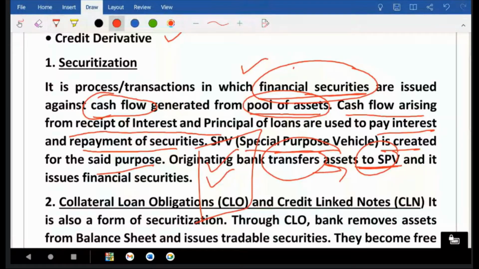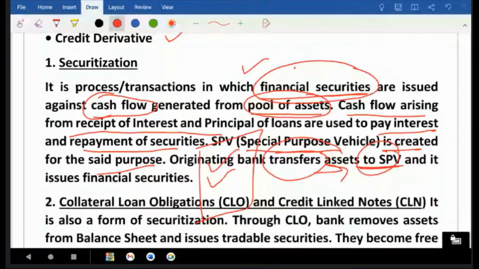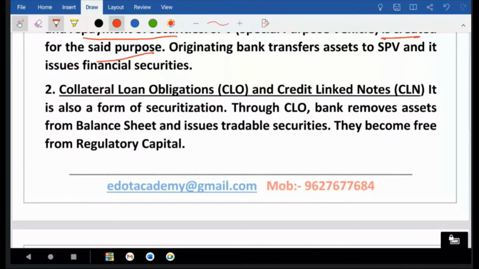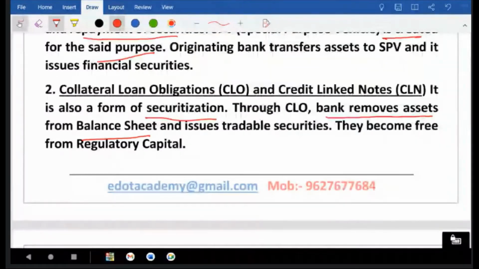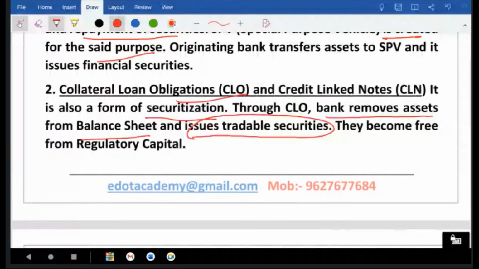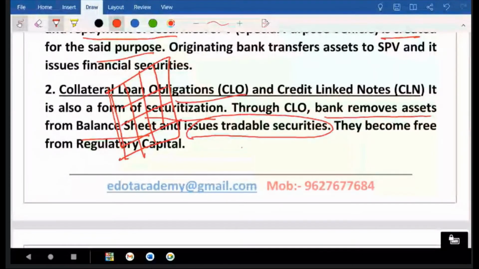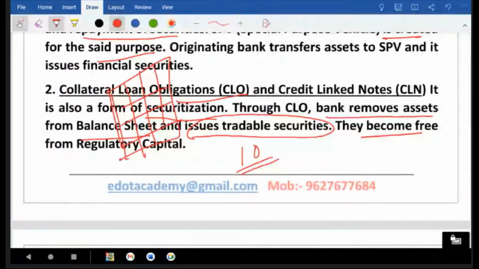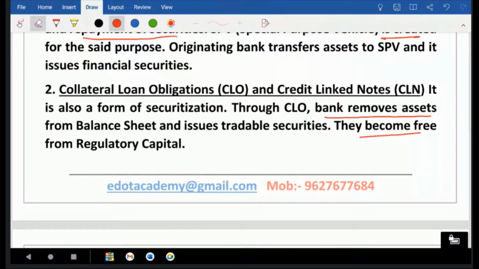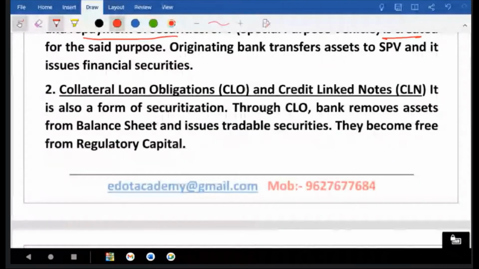Then moving ahead, collateral loan obligation. I told you CLO and CLN are both similar, but a little difference is there. It is also a form of securitization, but the bank removes assets from the balance sheet and issues tradable securities. That means in collateral loan obligation, the assets are removed from the balance sheet and they create one asset, and I am issuing the security. Let the cost be 10 rupees, like a share. So it is a tradable security, and they become free from regulatory capital. That means now they will not be part of the balance sheet, so they can be traded like securities. So these are CLO.